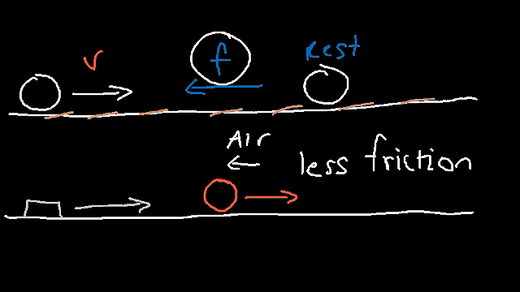The best place where there's almost no friction is outer space. In outer space, there's virtually no air. It's almost non-existent. You might have a few molecules here and there, but for the most part, the pressure is extremely, extremely low.